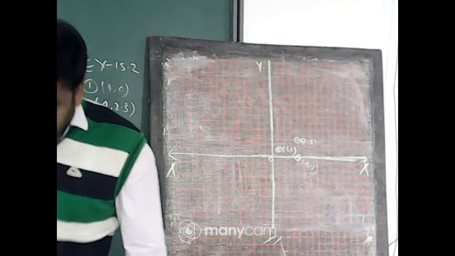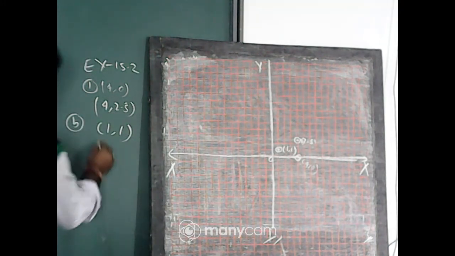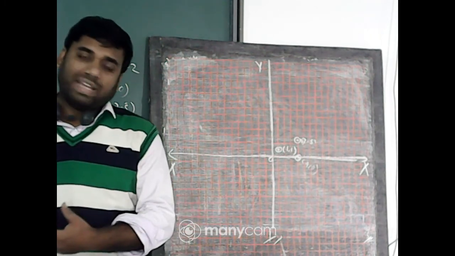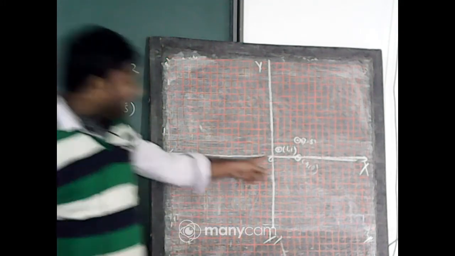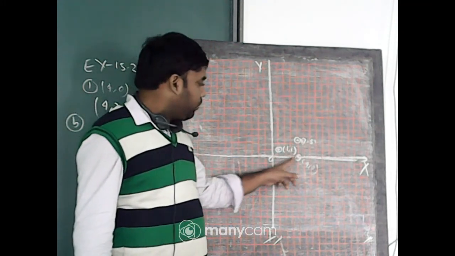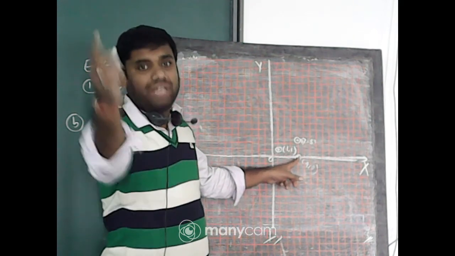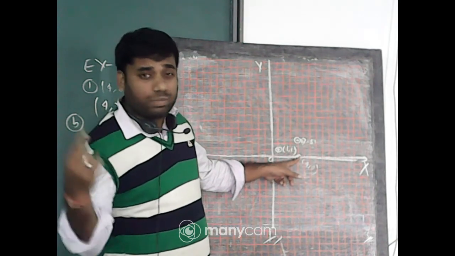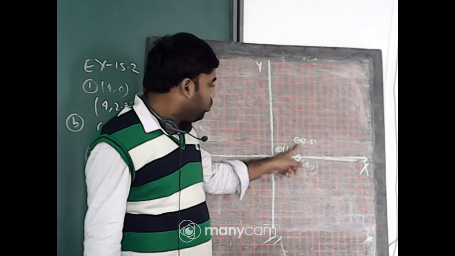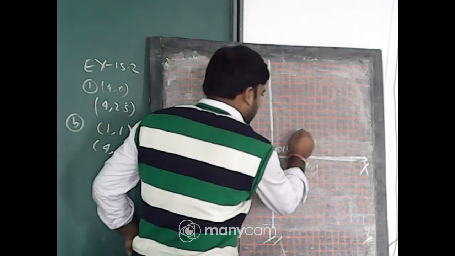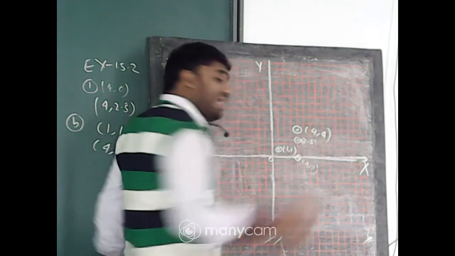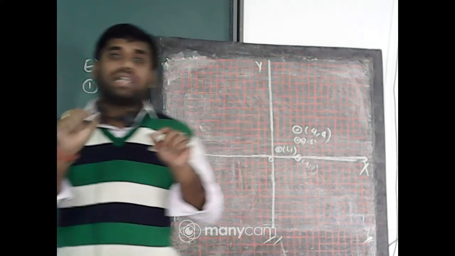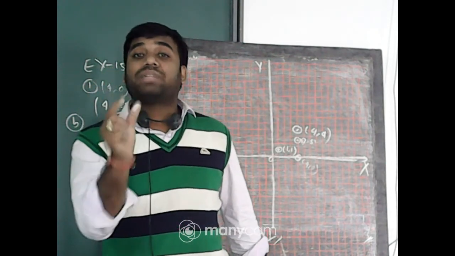Next point, (4, 4). The x coordinate is positive and the y coordinate is positive. So from the origin, 4 means 1, 2, 3, 4 along the x-axis, as it is the x coordinate. The next 4 is the y coordinate, which means we move up or down. As it is positive, we move up: 1, 2, 3, 4. That point is (4, 4). I am taking each unit as the side of a small square.